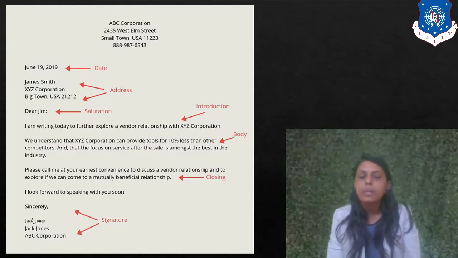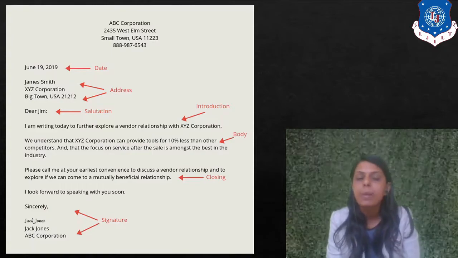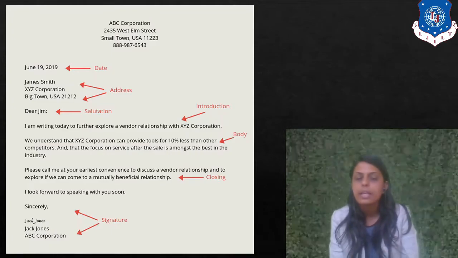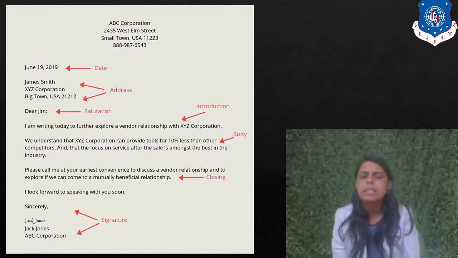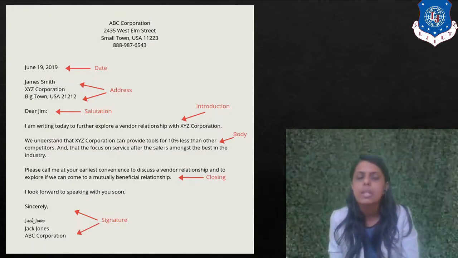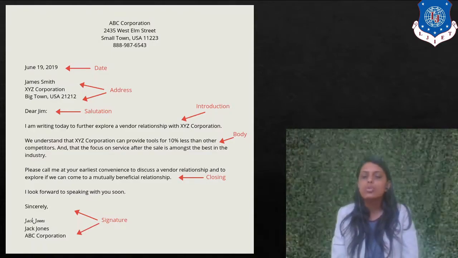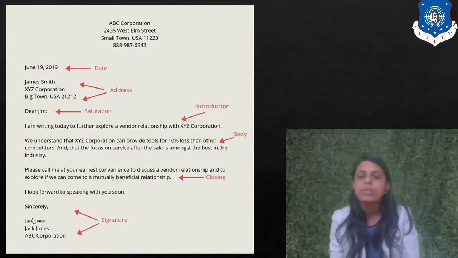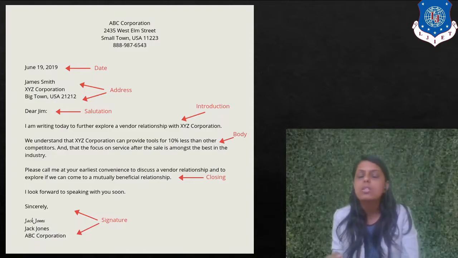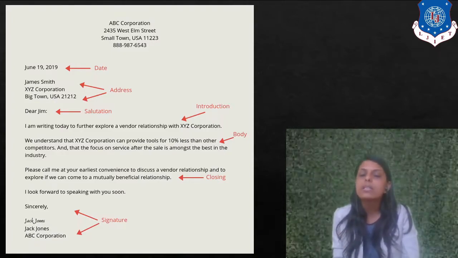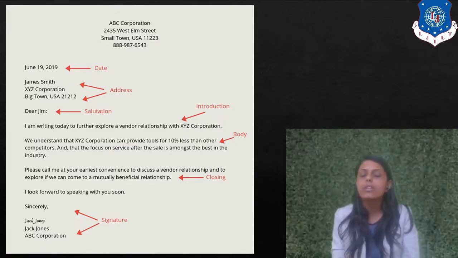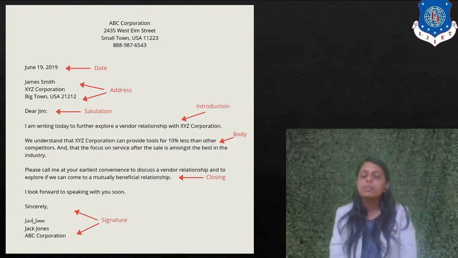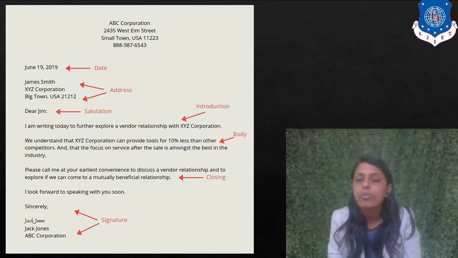Then the main body of your letter should be divided into 3 paragraphs, as seen here also. You can see first there is one line, then there is a second paragraph, a third paragraph, and lastly there is a short line: I look forward to speaking with you soon. Then there is a complimentary closure, which is Sincerely and a comma. You can write Yours sincerely, Yours faithfully. In a business letter you utilize Sincerely and Yours sincerely more, and after that Yours faithfully. Sincerely and Yours sincerely are more formal.